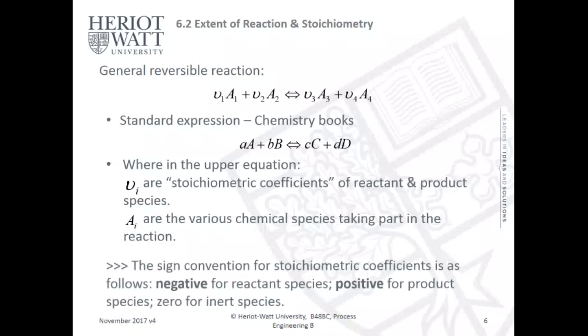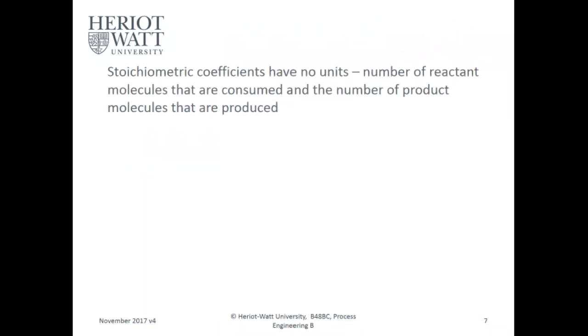The sign convention for a stoichiometric coefficient is as follows: negative for reactant species and positive for product species, 0 for inert species. So when you're doing an energy balance, or any kind of reaction balance, it's always negative on the reactant side and positive on the product side. Stoichiometric coefficients have no units. They are the number of reactant molecules that are consumed and the number of product molecules that are produced. Again, remember the Haber process.